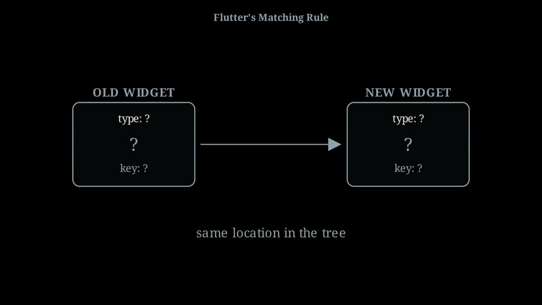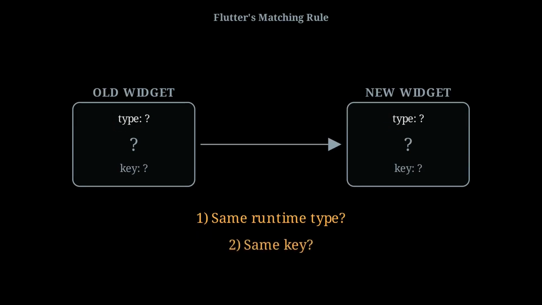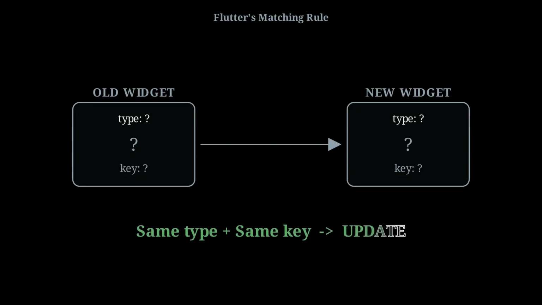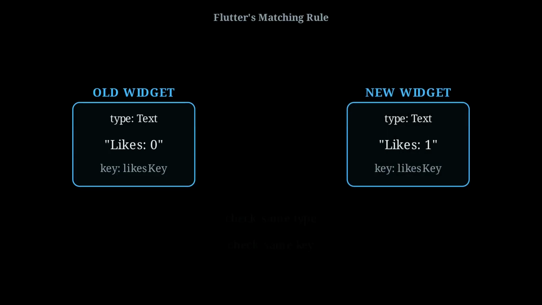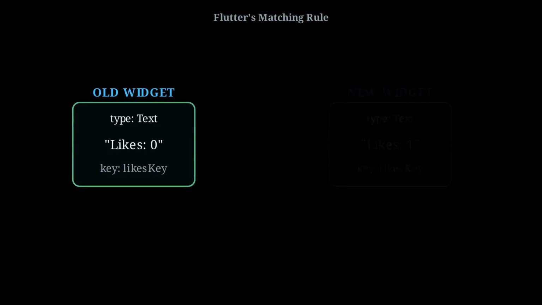When Flutter compares an old widget with a new widget at the same location, it checks two main things. Do they have the same runtime type? And do they have the same key? If the type is the same and the key is the same, Flutter can update the existing element. For example, old widget likes 0, new widget likes 1. Both are text widgets. If their keys also match, Flutter reuses the same text element. Only the widget configuration changes.